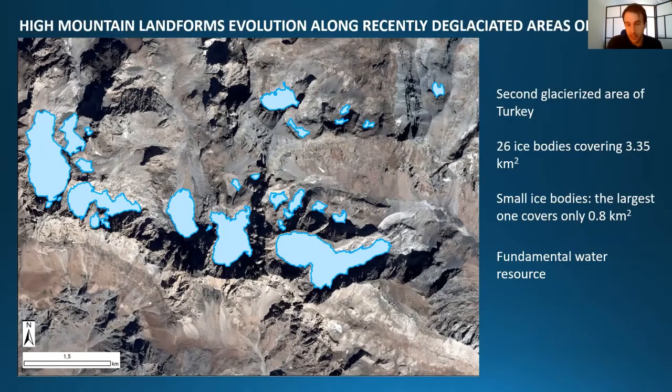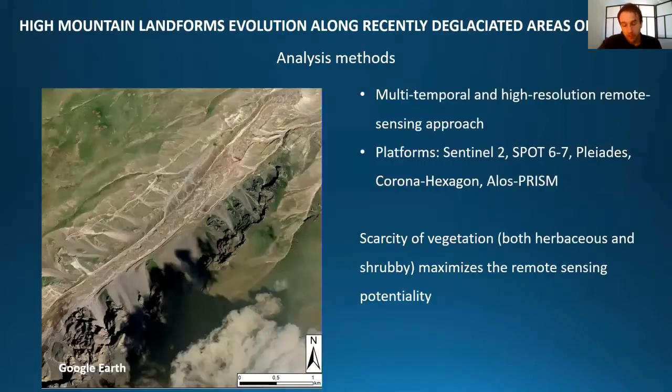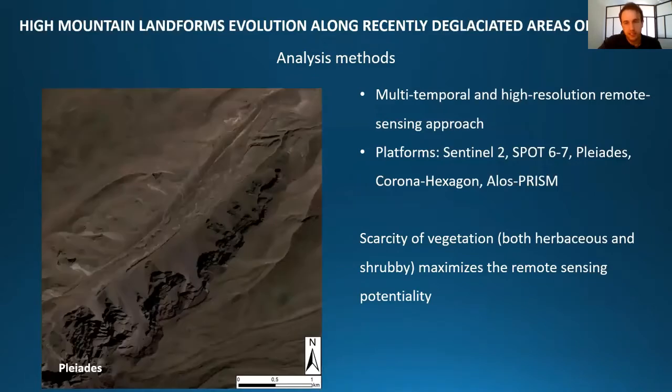The climate is arid or semi-arid, so during the summer, no precipitation occurs. So glaciers here are very fundamental for the water resource. We investigate this area through a multi-temporal and high-resolution remote sensing approach using different platforms, Sentinel-2, Spot, Pleiades, or Corona. It's easy to work with remote sensing data here because the scarcity of vegetation maximizes the remote sensing potential, because all the area is evident from space.